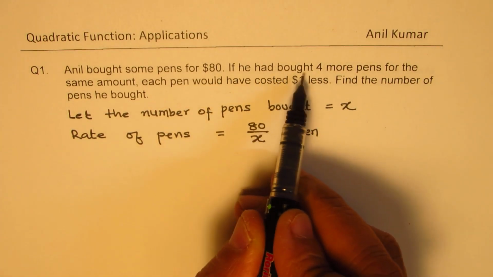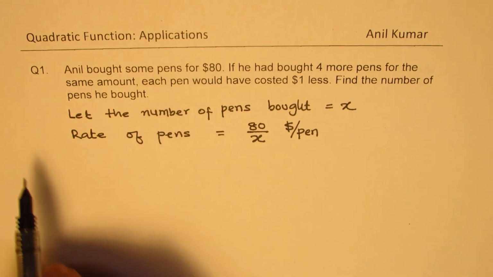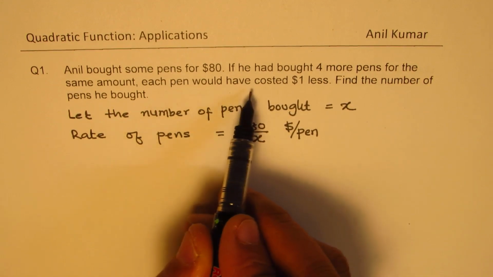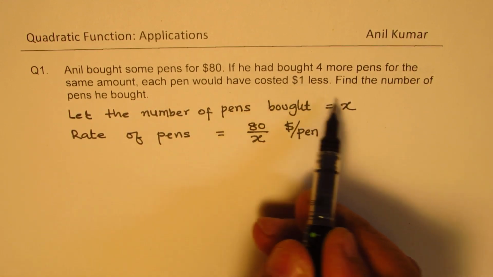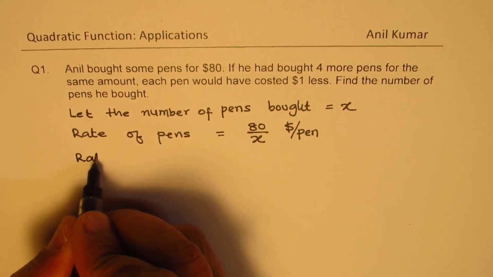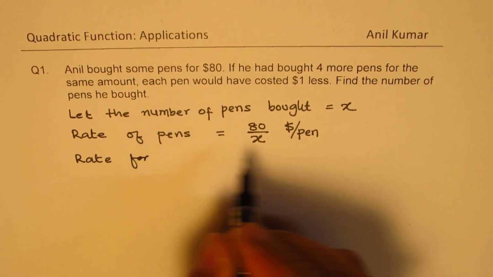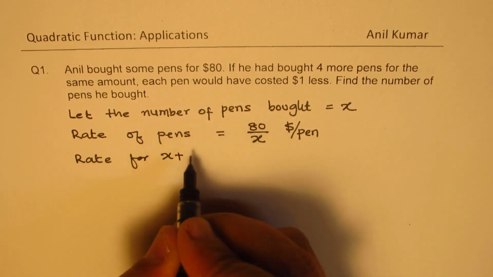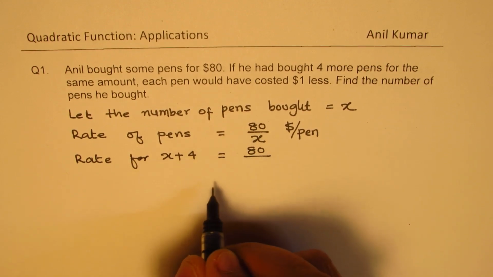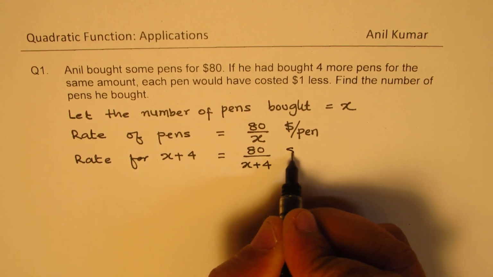Now, if he had bought 4 more pens for the same amount, that means still the amount is $80. 4 more means x plus 4. Each pen would have costed $1 less. Of course, it would be lesser, right? So rate for x plus 4 is how much? He is still spending $80 but able to buy x plus 4. So many dollars per pen.